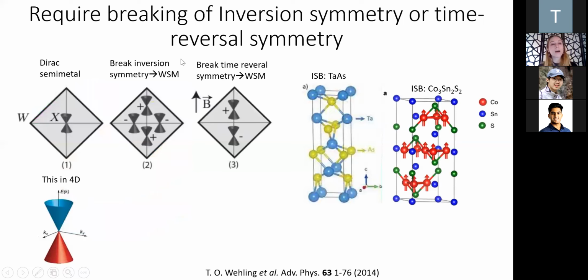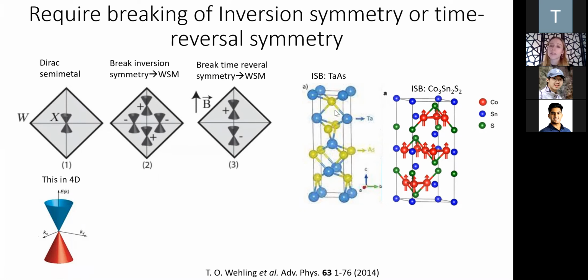Weyl semimetals require the breaking of some symmetries. For example, a Dirac semimetal is this picture in 4 dimensions exactly: Kx, Ky, Kz, and energy. Then you break that up into pieces, either by breaking inversion symmetry, where you end up with 4 Weyl nodes, 2 of each chirality, or you can break time reversal symmetry and only get 2 Weyl nodes.